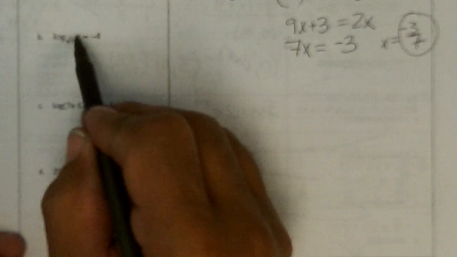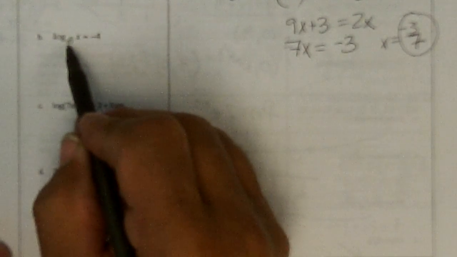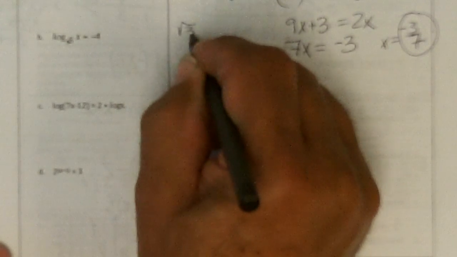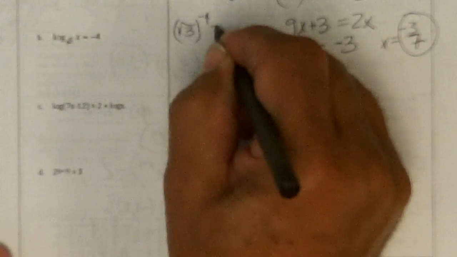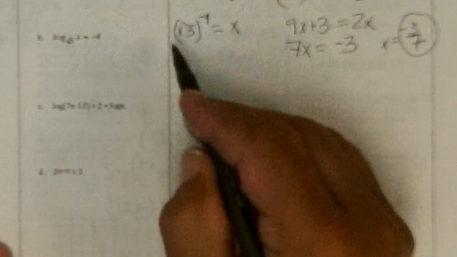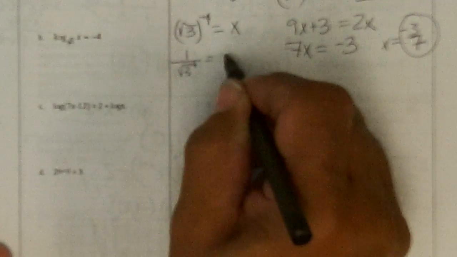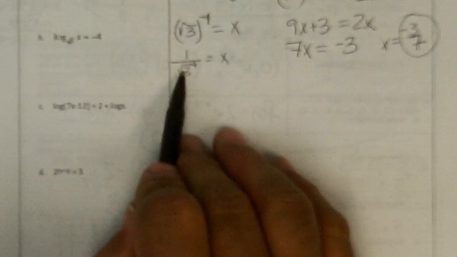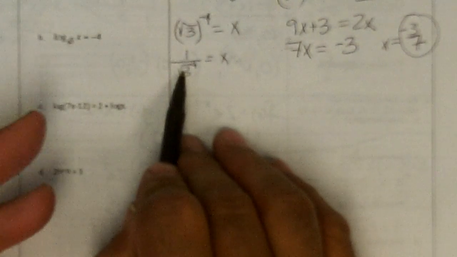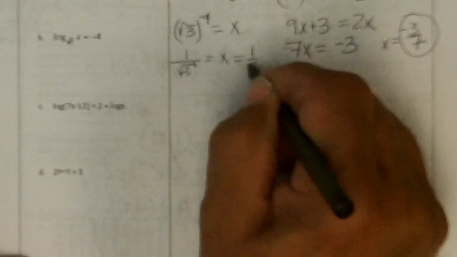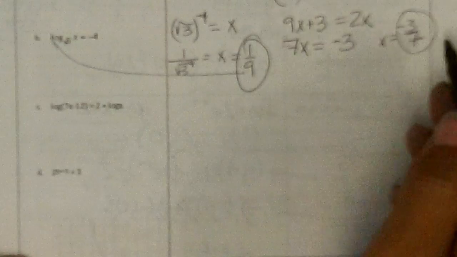Now, b. To what power do you take the square root of 3 to get x? And well, let's change this back to a power equation. So, square root of 3 to the negative 4 is x. The negative 4 means 1 over square root of 3 to the 4th equals x. And the square root of 3 times the square root of 3 is 3, times the square root of 3 times the square root of 3 is another 3, so 3 times 3 is 9. So this is 1/9. That's B. This is A.